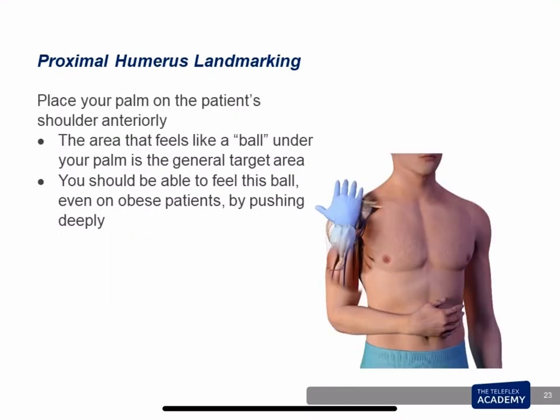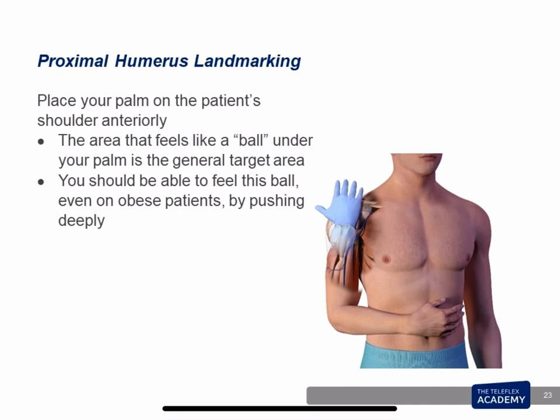The next thing you'll want to do is to place the palm of your hand on the shoulder anteriorly, and you'll feel a ball-like structure under the palm, which is the general target area of where you're going to be inserting the IO. What's important to remember is that the target of insertion in the proximal humerus is on the anterolateral part of the humerus, and the humerus does lie much more anterior to the midline than people realize.